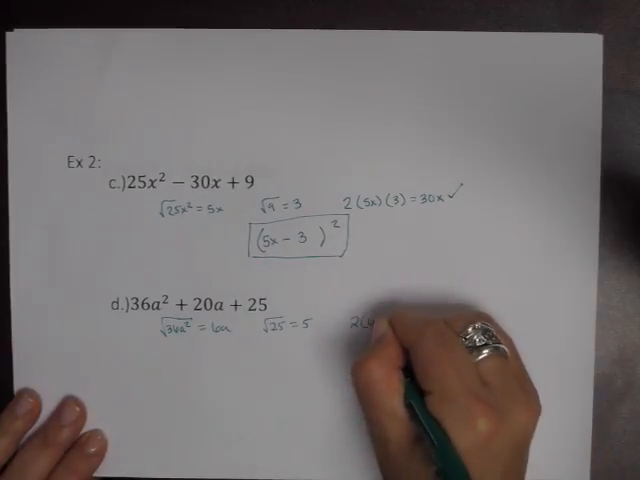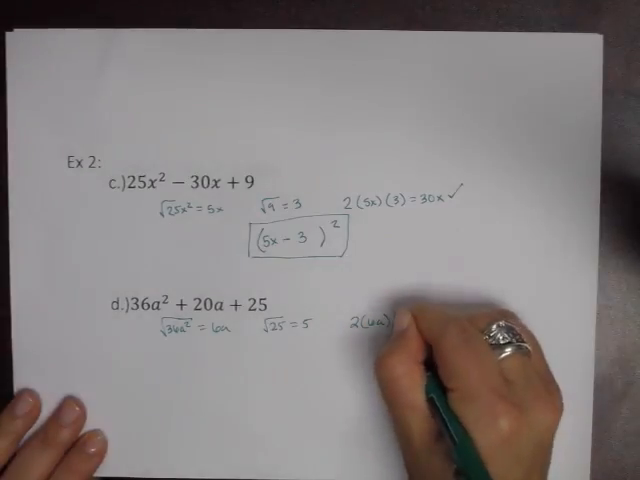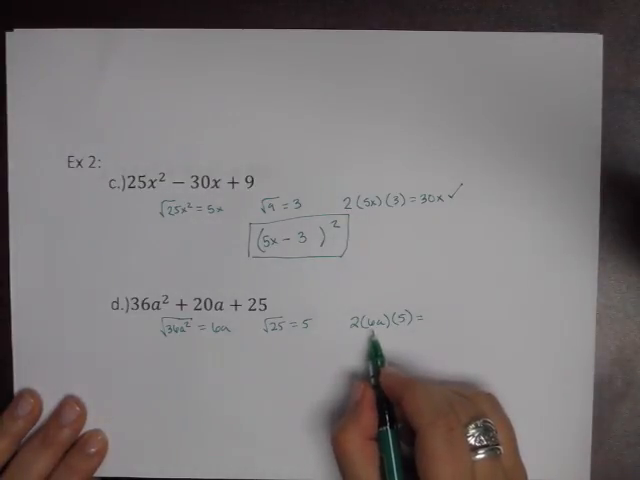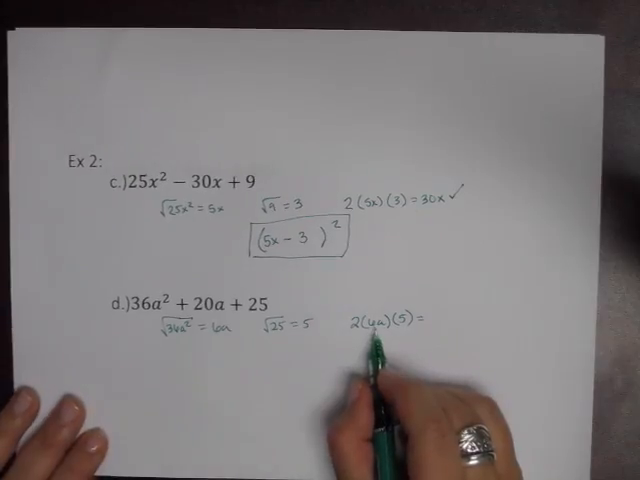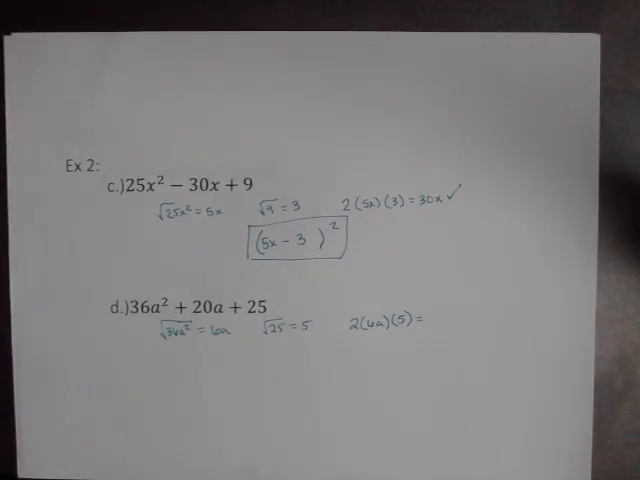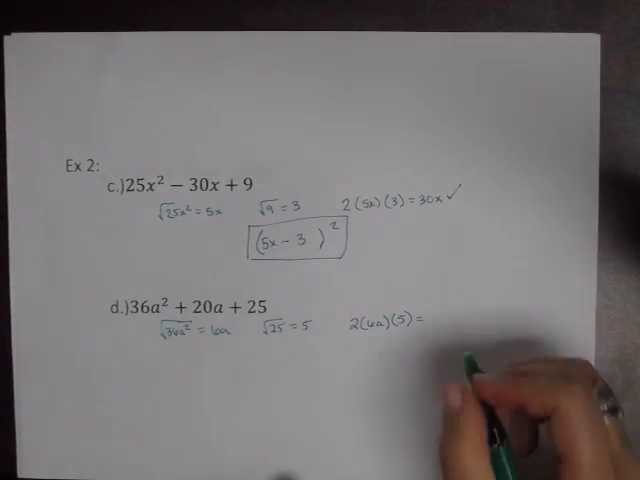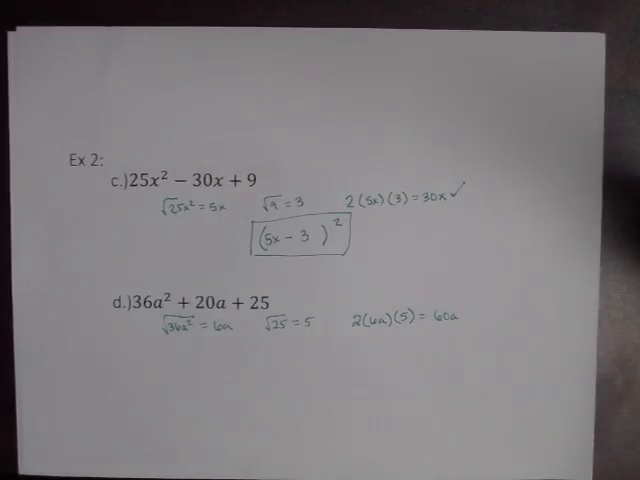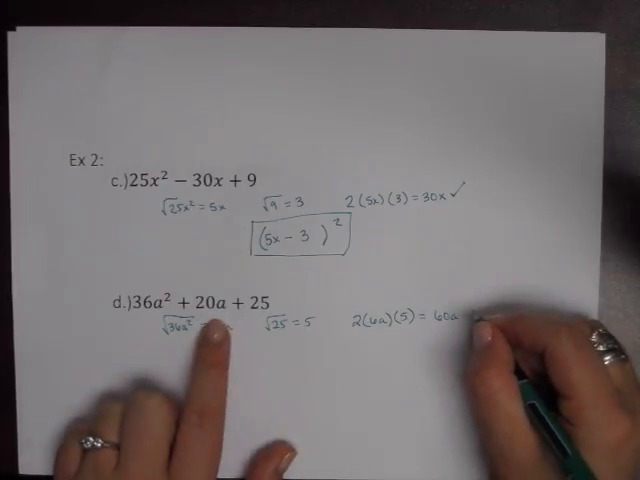So I go 2 times 6a times 5. And 2 times 6 is going to be 12. But 12 times 5, does that equal 20? It definitely doesn't. It equals 60a. Okay? So, because these don't match up, this is not a perfect square trinomial. But you're not done with the problem just yet.